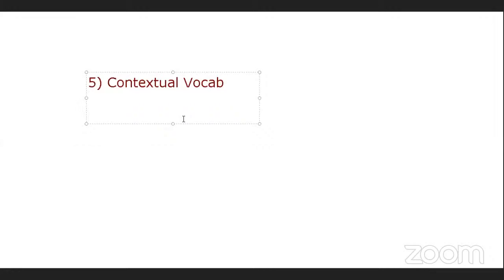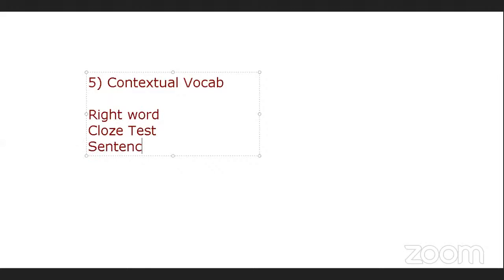Okay. Contextual का मतलब क्या है? Situational. Okay. Now this strategy is what you're supposed to use everywhere, whether it is for right word or for close test or for sentence completion. Because तीनों में common क्या है? Common ये है कि blanks है तीनों में. There's going to be blanks and you're supposed to put the right word in it.